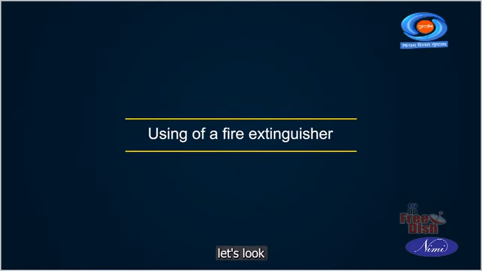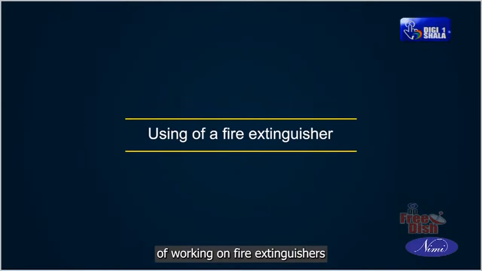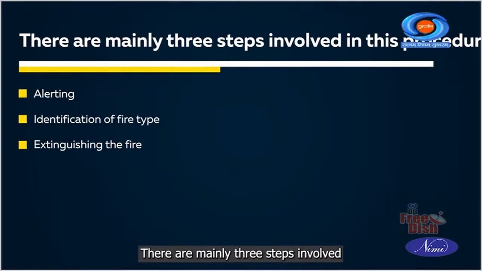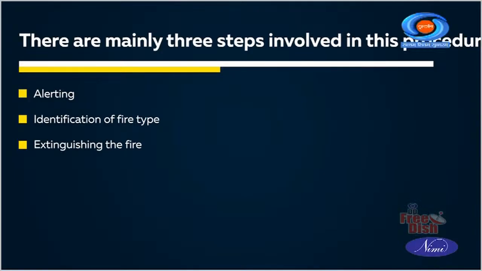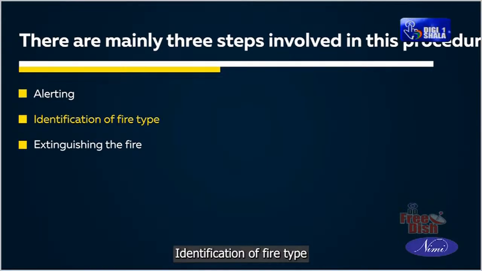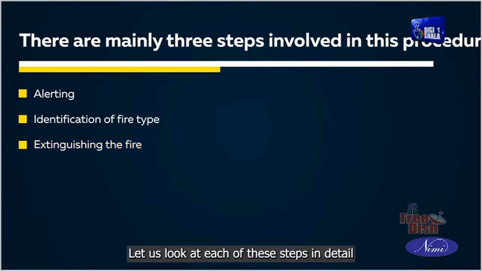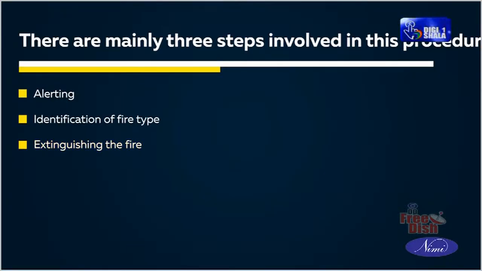Next, let us look at the procedure of working on fire extinguishers. There are mainly 3 steps involved in this procedure. Step 1. Alerting. Step 2. Identification of fire type. Step 3. Extinguishing the fire. Let us look at each of these steps in detail.